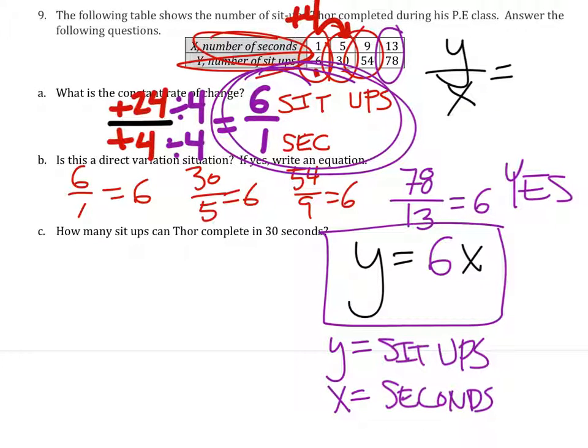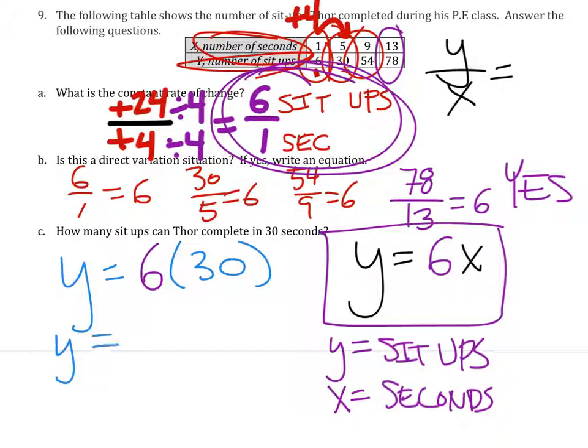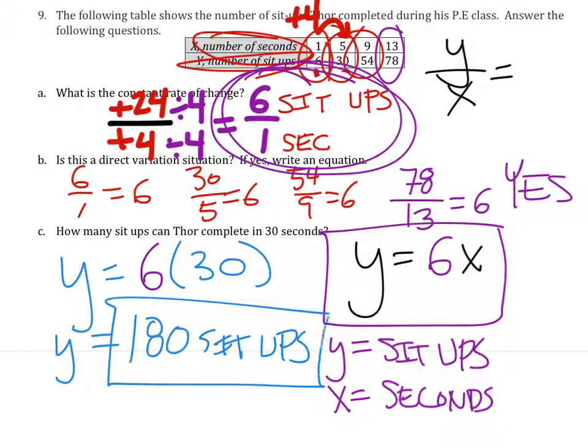All right, finally, part C. How many sit-ups can Thor complete in 30 seconds? We're going to use the equation for this, as it turns out. Y, the sit-ups, equals 6 sit-ups per second, and we're looking for 30 seconds. So we're going to replace x with 30. So y being the number of sit-ups, 6 times 30 is 180 sit-ups. Make sure you label this. If it is not labeled on the test, it is wrong.